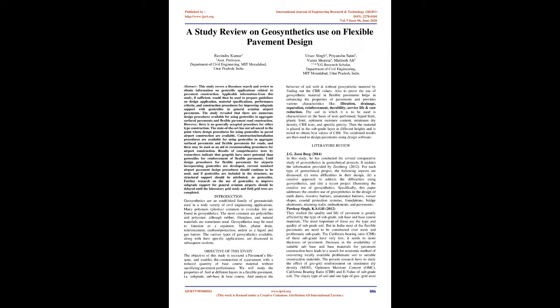Introduction. Geosynthetics are an established family of geomaterials used in a wide variety of civil engineering applications. Many polymers, plastics, common to everyday life are found in geosynthetics. The most common are polyolefins and polyester, although rubber, fiberglass, and natural materials are sometimes used. Geosynthetics may be used to function as a separator, filter, planar drain, reinforcement, cushion/protection, and/or as a liquid and gas barrier. The various types of geosynthetics available, along with their specific applications, are discussed in subsequent sections.